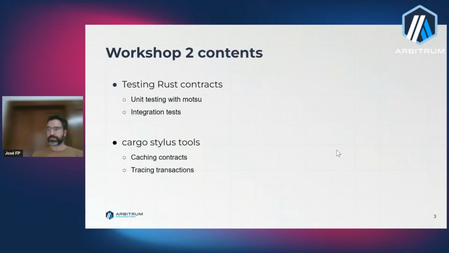And today, we are going to divide this workshop into 2. First, we are going to talk about testing Rust contracts. We're going to talk about unit testing and integration testing. And then we are going to talk about tooling that is available in Cargo Stylus as well. One tool to cache contracts into the Stylus cache, and then another tool to trace transactions. Okay, so let's get started.